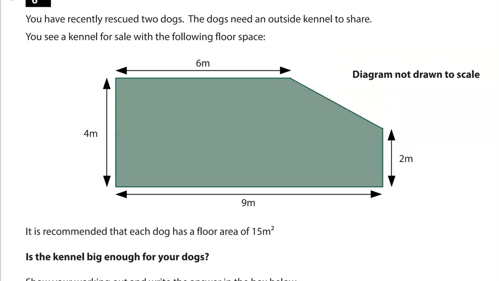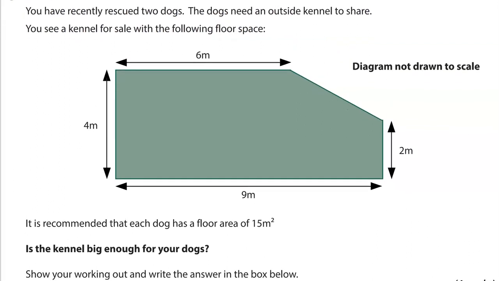So we need to work out the area of this shape. As this is a compound shape, I'm going to split it into simple shapes. So for this big rectangle, 4 times 6 gives us 24.